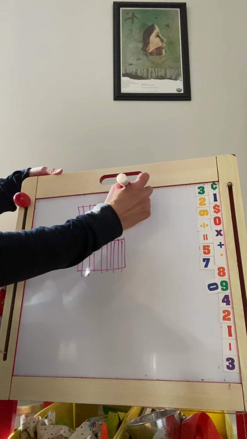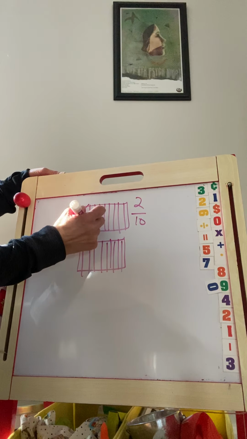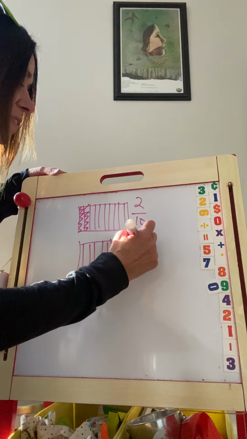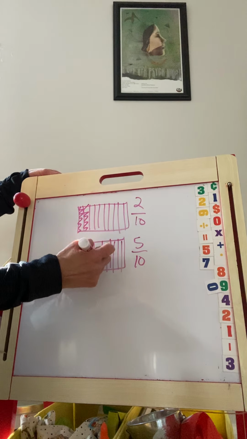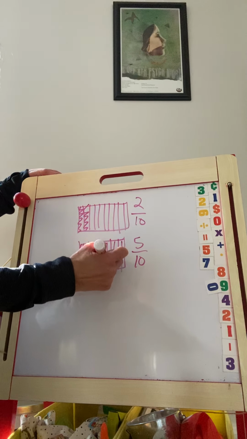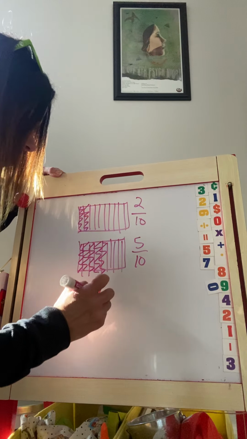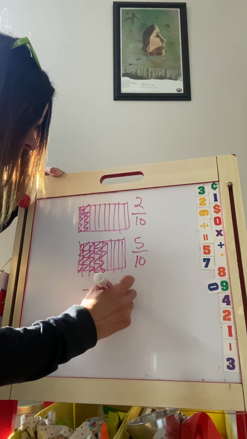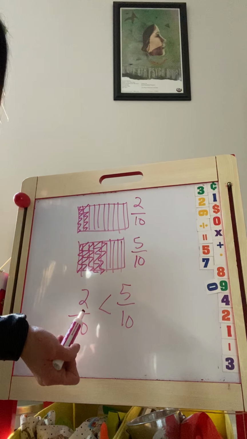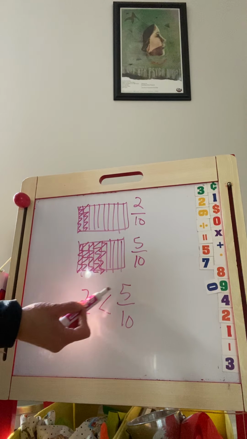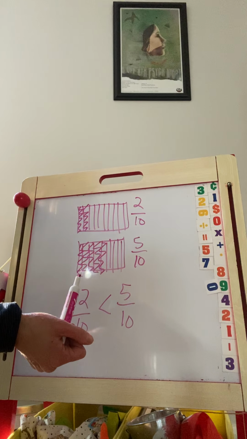Okay, so 2 tenths would look like this. 1, 2. 5 tenths would look like this. 1, 2, 3, 4, 5. So 2 tenths is going to be smaller than 5 tenths. Remember, when your denominator is the same, you go and look at your numerator. The larger numerator is going to be the bigger number.